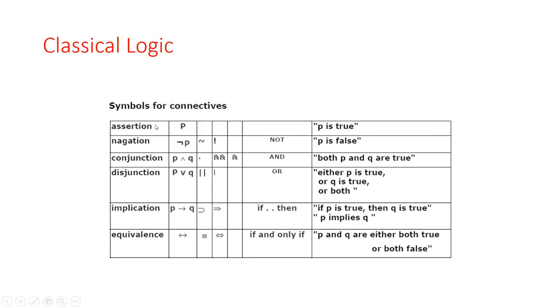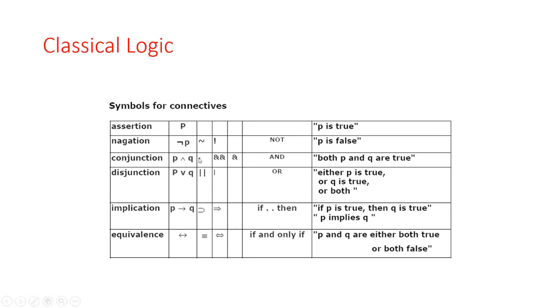The symbols for connectives: the assertion P is true. Negation: if we have the statement P, the assertion is P, so P is true. When we apply the negation of P, the not operator, P is false. If we apply the negation symbol, the statement becomes false. Conjunction: P and Q.